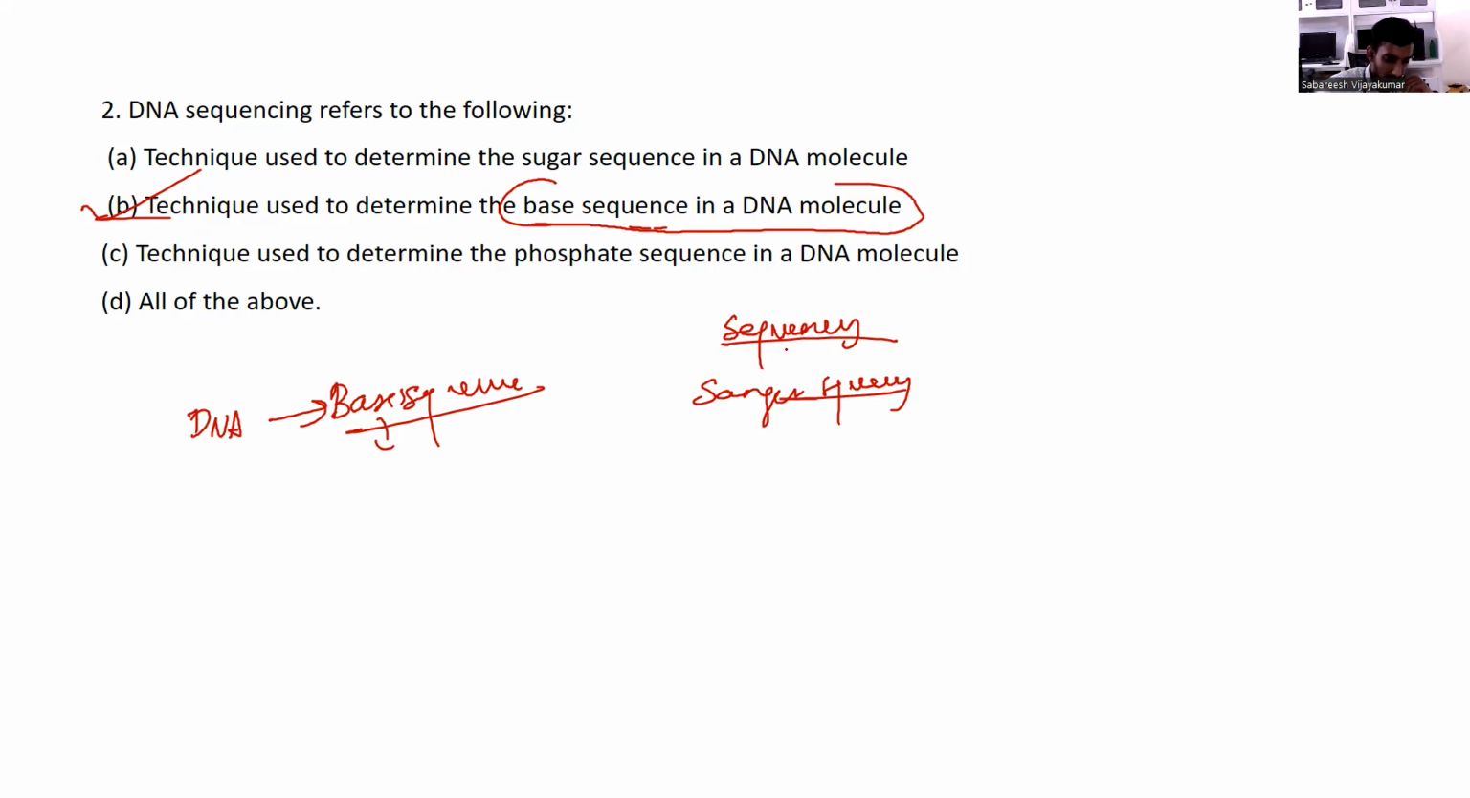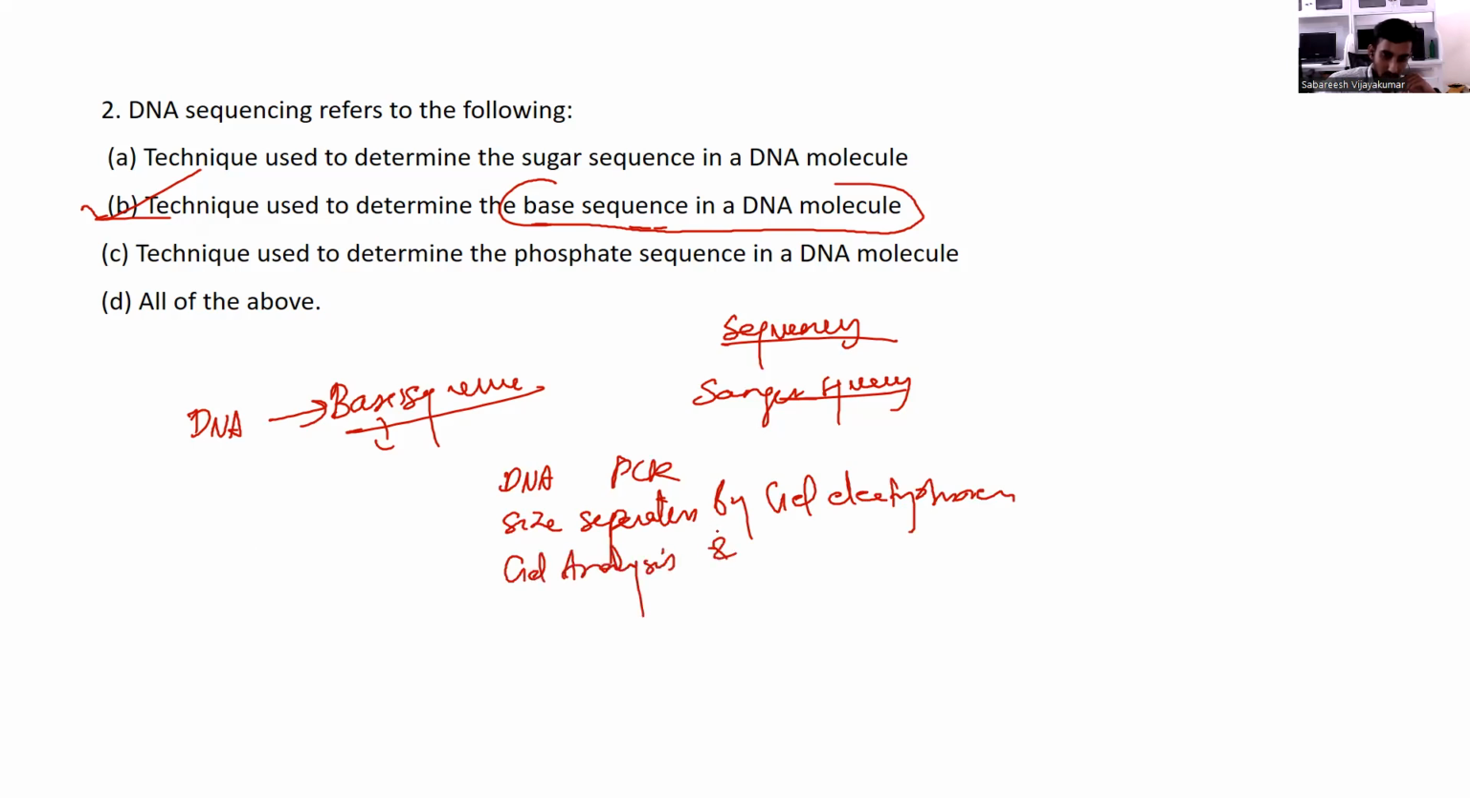So what are the different methods in Sanger? So first we will create DNA sequence for chain termination PCR. Then there is size separation by gel electrophoresis. Then gel analysis and determination of DNA sequence.